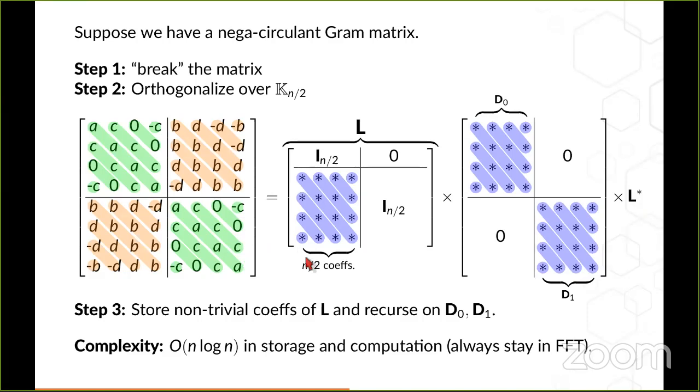Then in step 3, we are going to store the non-trivial coefficients of L. This can be stored efficiently since we only have n/2 coefficients to store. And then we are going to recursively orthogonalize, or rather compute the LDL decomposition of D0 and D1. We are going to recursively apply steps 1 and 2 to these two elements.